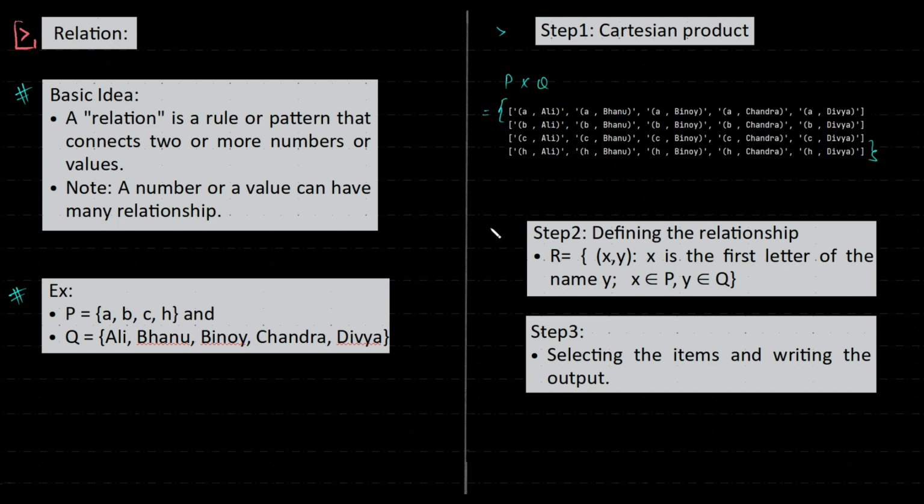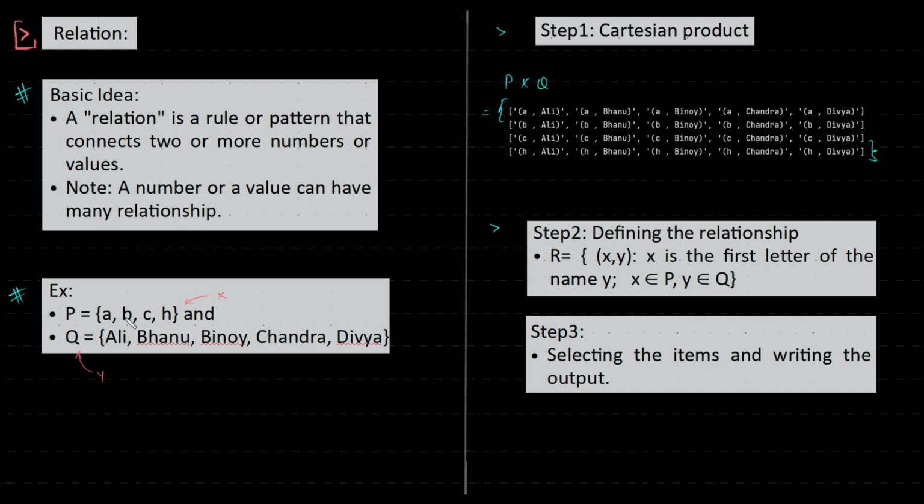Step 2 is to define the relationship. So in this case, we will define the relationship to be a set of ordered pairs (x, y) such that x is the first letter of the name y, and x belongs to P and y belongs to Q. What are we telling? This is your x, right? X comes from this set, while y comes from your other set, right?